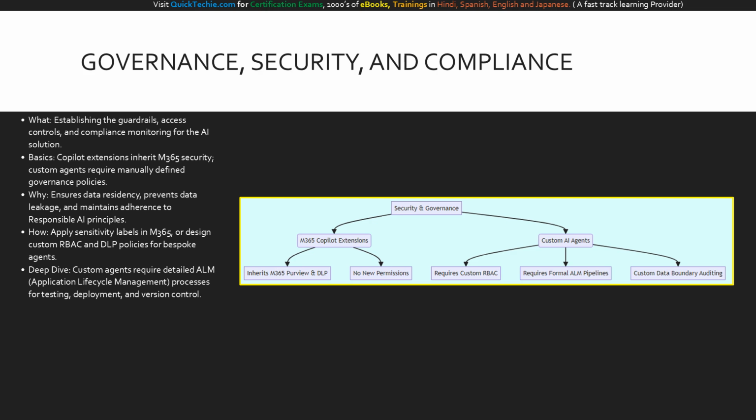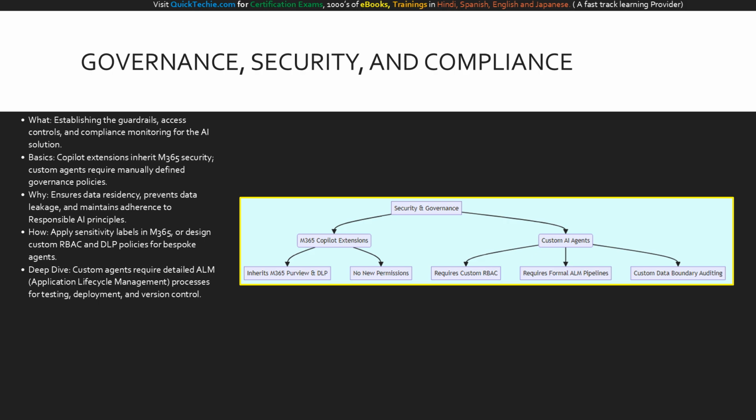How do we implement this? For extensions, you rely on Microsoft Purview sensitivity labels and existing data loss prevention rules. For custom agents, architects must actively design custom role-based access control and environment-level DLP policies. In our deep dive, remember that custom agents require comprehensive application lifecycle management, or ALM. You must build structured release pipelines to manage versions, conduct rigorous testing, and deploy models safely across dev, test, and production environments.